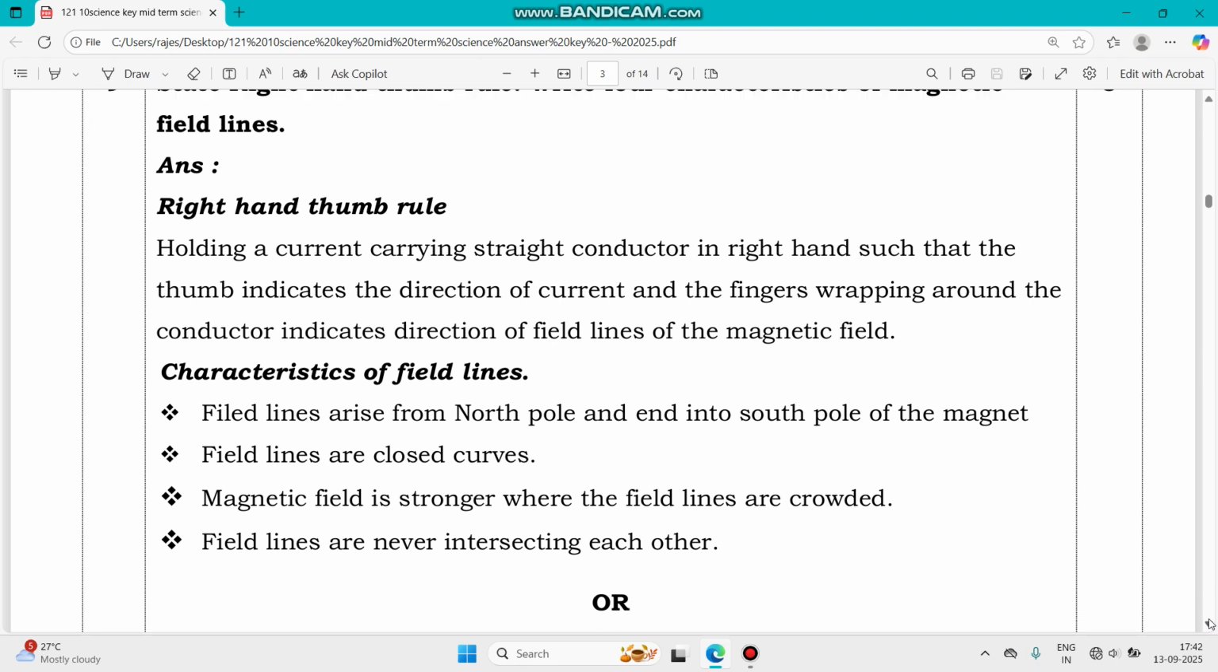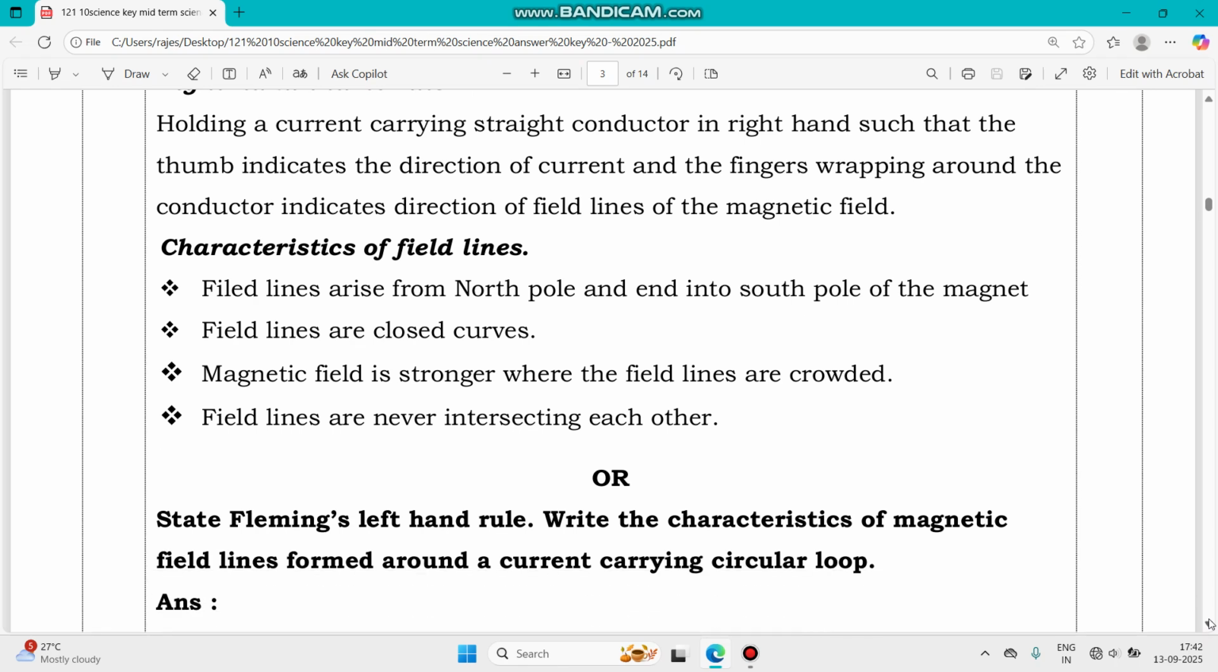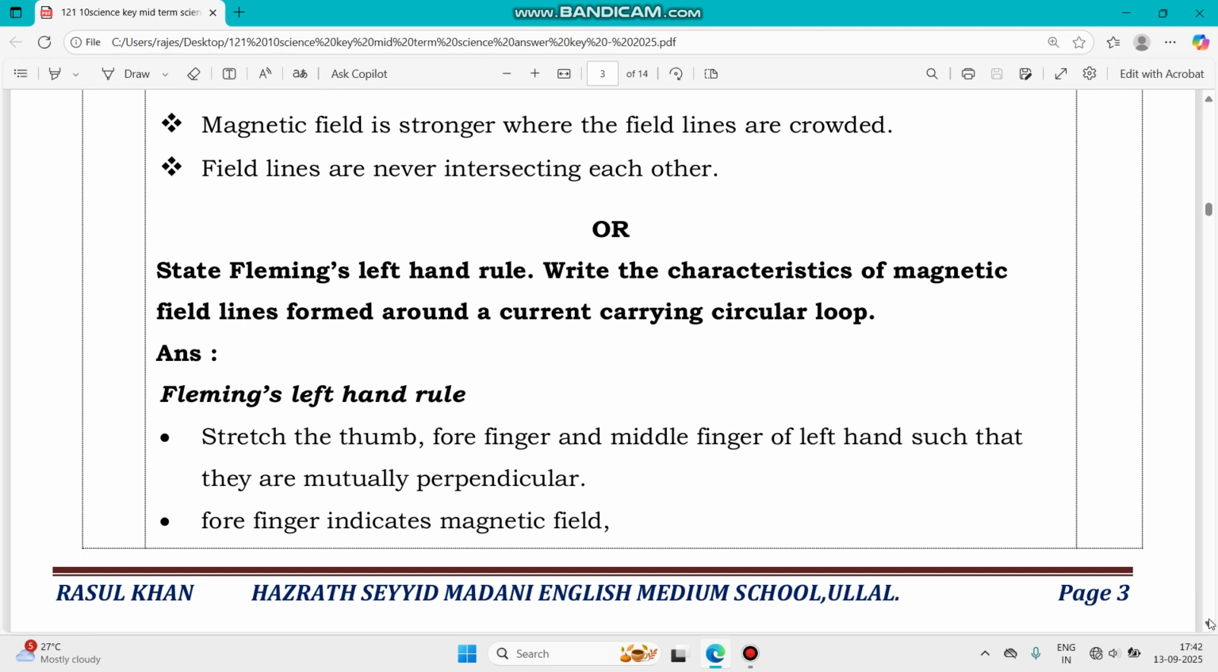Characteristics of magnetic field lines. Field lines arise from the north pole and end into the south pole of the magnet. Field lines are closed curves. The magnetic field is stronger where the field lines are crowded. Field lines never intersect each other. So our questions you are seeing.